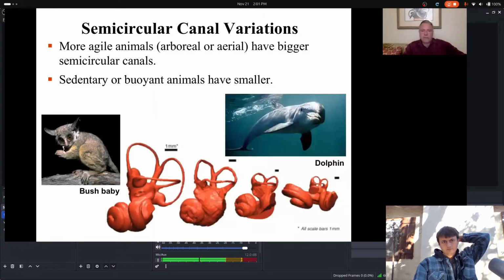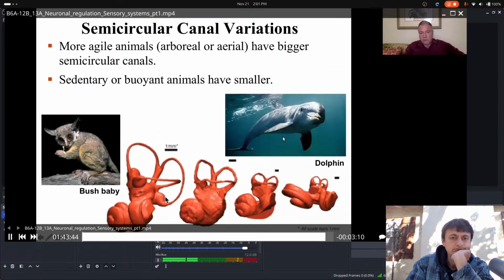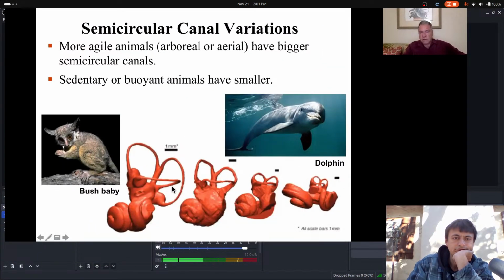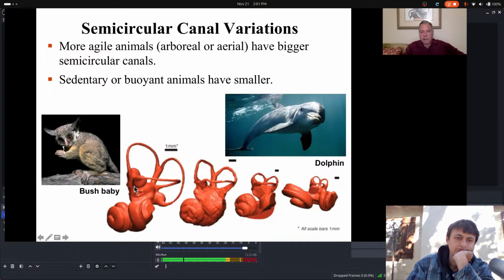And so we see differences in animals that need to have really good control of their balance, tend to have really big semicircular canals and vestibular systems here. So you get something arboreal like this bush baby that's jumping from branch to branch in the middle of the night. They need to have really good balance. So proportional to their body, they've got these huge semicircular canals compared to us. Whereas something like a dolphin, they're buoyed up in water. They don't have to worry about falling. They've got little tiny semicircular canals.